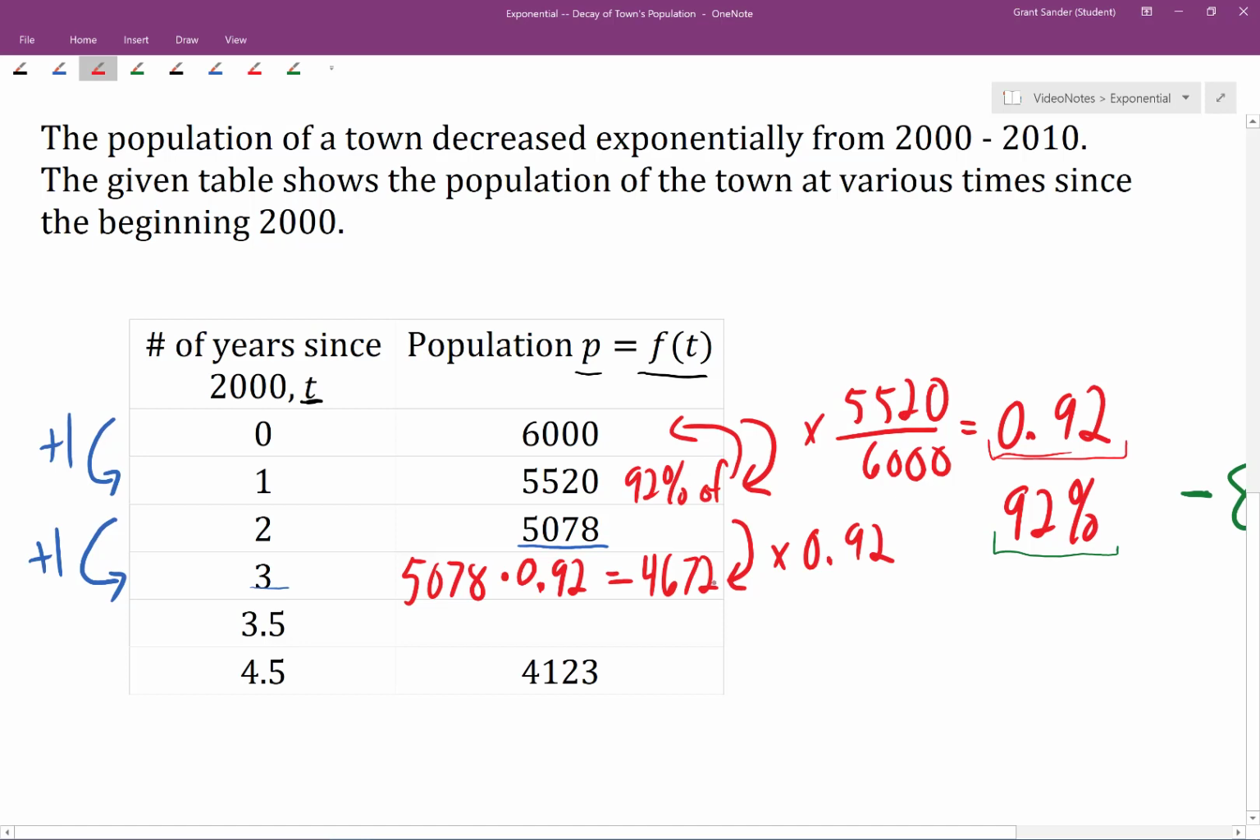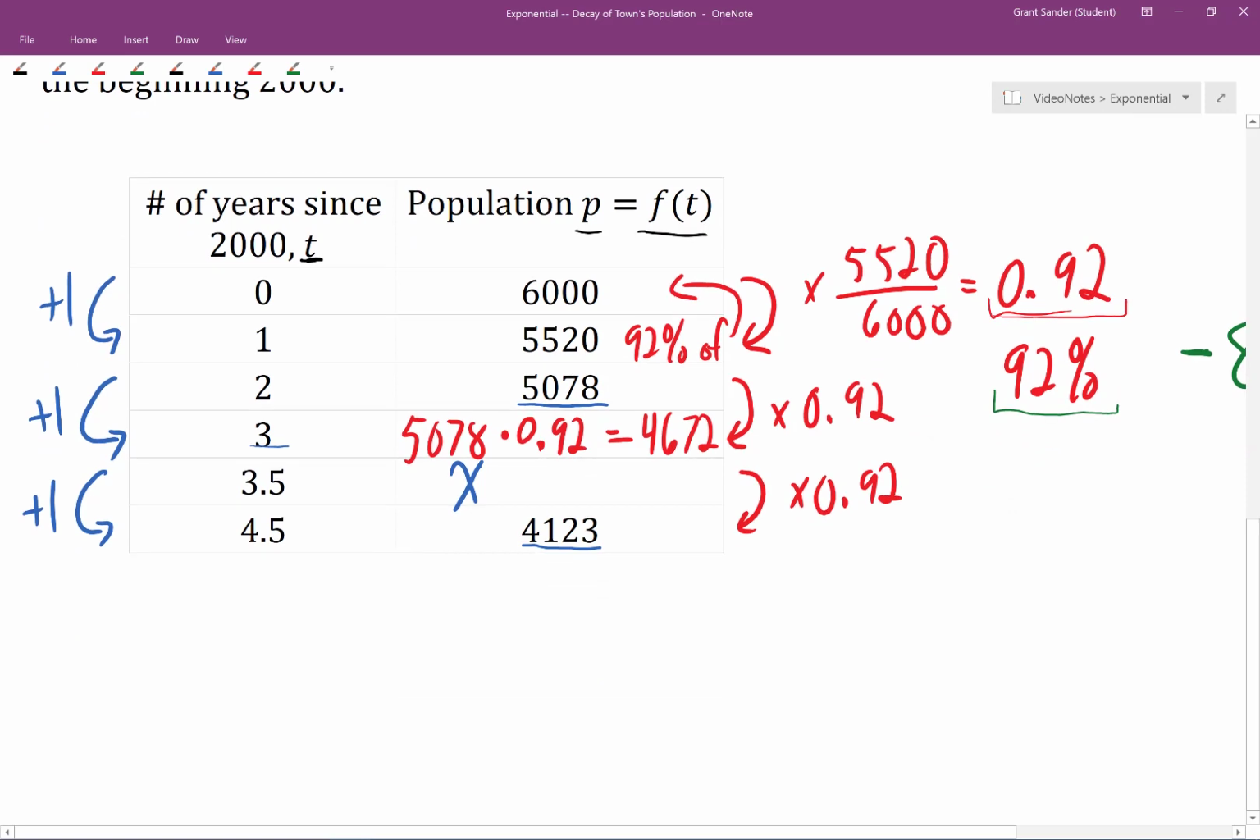Now, in a similar way, we could find the population 3.5 years after the beginning of 2000, but we're going to need to use this entry down here. So we know the population 4.5 years after. We can think about this in a couple different ways. If we imagine T increasing from 3.5 to 4.5, that's a change of 1 year, and maybe we let X represent the population when T equals 3.5, then we know that the population will start at X and then become 0.92 times as large.